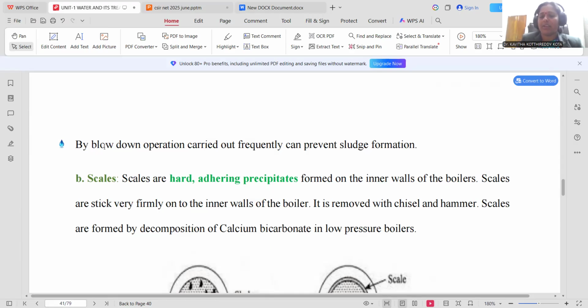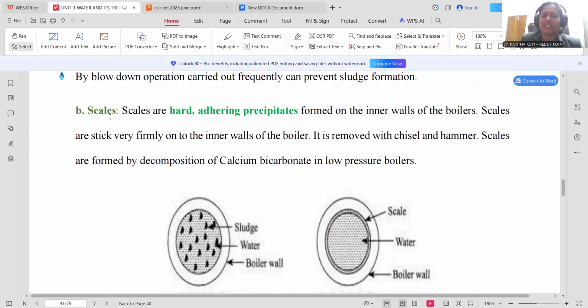Blowdown is nothing but replacing concentrated water with fresh water, which is called blowdown operation, right? So frequently we need to do this kind of process in order to avoid the contaminant concentration, right? So that sludge formation will be prevented. The next topic is regarding the scales. Right, scale is also part of boiler trouble.